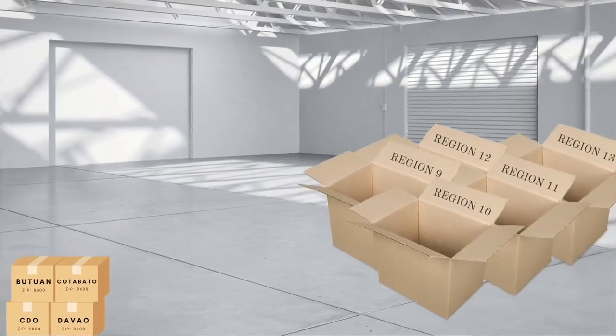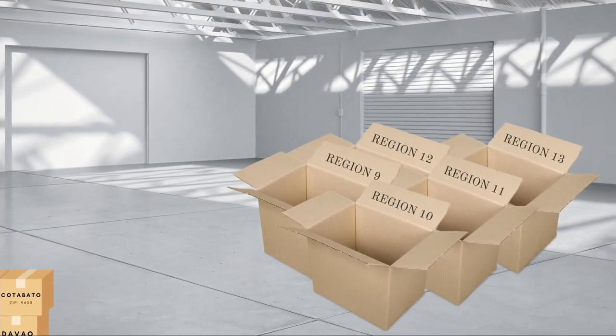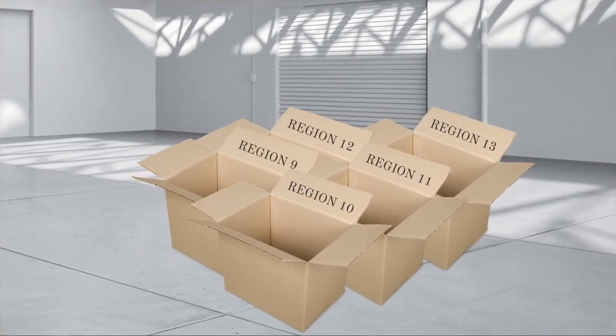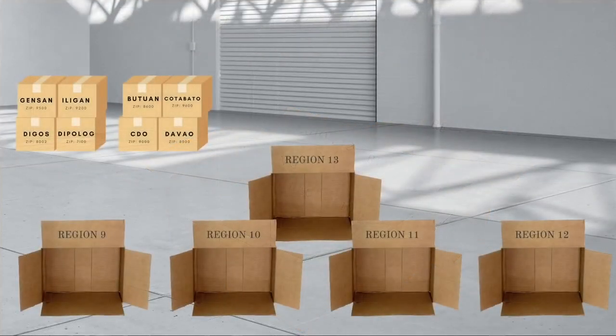using the bucket sort algorithm. Now, each package is assigned to a bucket, or in this case, a box labeled with a region. For example, if your package is addressed to Davao City, it goes into the region 11 box or bucket. This is the divide part of our divide and conquer approach, where we divide our problem into smaller and more manageable parts.